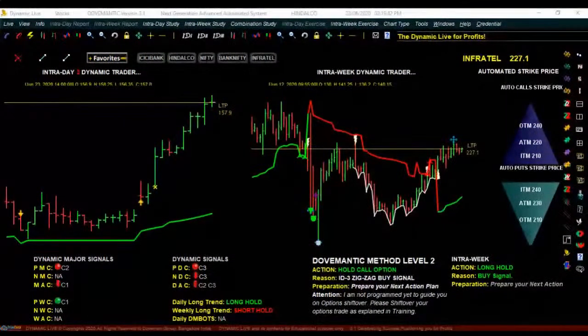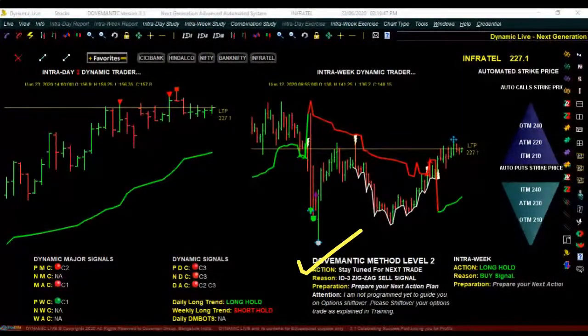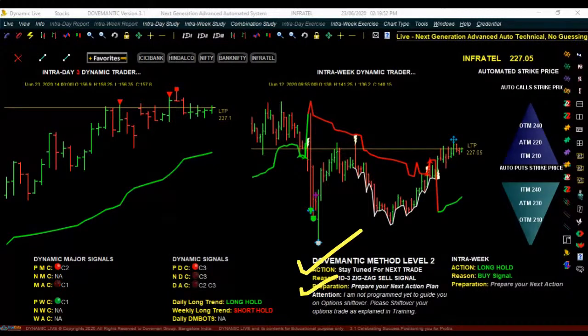Let us see if there is any script where there is a preparation. You can see we're looking at Infratel. The action says "stay tuned for the next trade." It means there is no trading opportunity as of now. Just wait there, and preparation is also not preparing us for any trade. So relax if you're trading in Infratel.